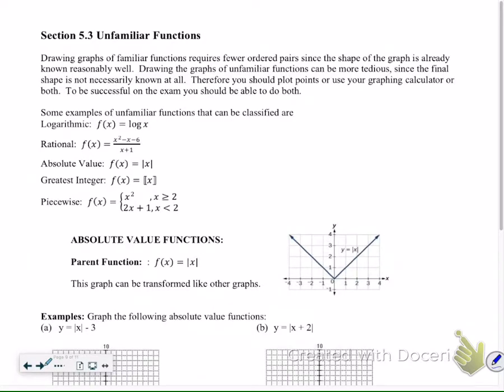All right, so this one is called unfamiliar functions. So ones that you wouldn't necessarily know what they're going to look like when you graph them, that aren't polynomials as well. So sometimes drawing familiar graphs requires fewer ordered pairs because you know the shape is already known reasonably well. For example, you know a quadratic is going to look like a parabola. Unfamiliar functions are more tedious since you're not really sure what the final shape's going to be.